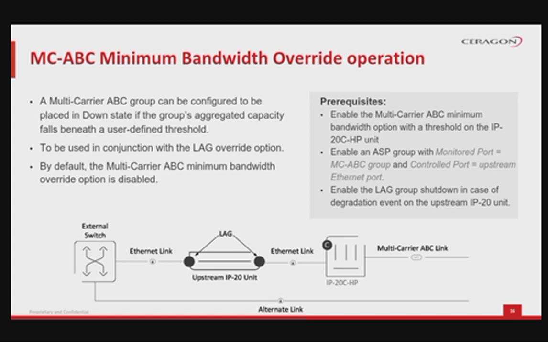Now, check the gray section on the right side of the slide to see the prerequisites of minimum bandwidth override setup. Enable the multi-carrier ABC minimum bandwidth option with a threshold on the IP-20 unit. Enable an ASP group with monitored port equals MC-ABC group, and with controlled port equals upstream Ethernet port. And, last prerequisite, enable the LAG group shutdown in case of degradation event on the upstream IP-20 unit.